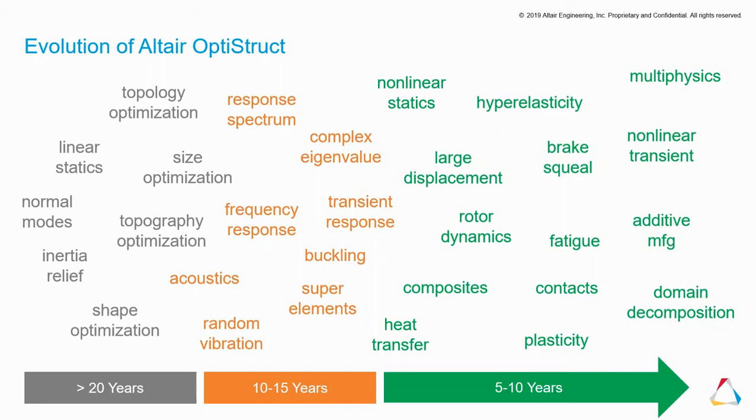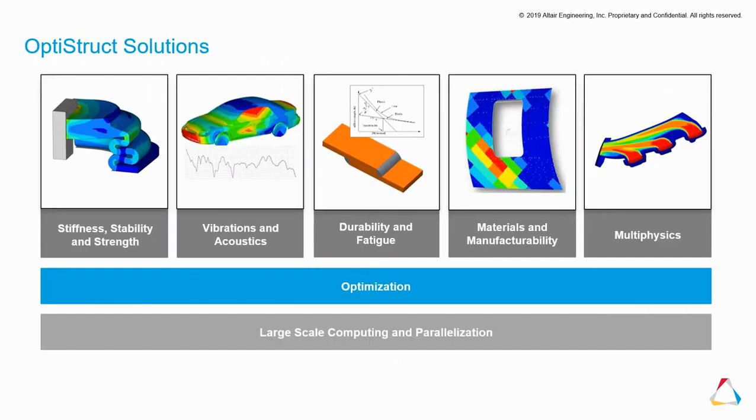So you see how the OptiStruct solution has evolved into a fully featured and comprehensive finite element solver. Now, if I were to look at these different analysis types or these different features and put them into various different solutions, here's what that would look like. So today with OptiStruct, we have specialized solvers and solutions for stiffness, stability, and strength, which would include linear and nonlinear analysis. It would include static analysis as well as transient. We also have dedicated and efficient solvers for vibrations and acoustics. We have a comprehensive set of features for both analysis as well as on the diagnostic side that allow us to run vibrations and acoustics analysis and optimization.